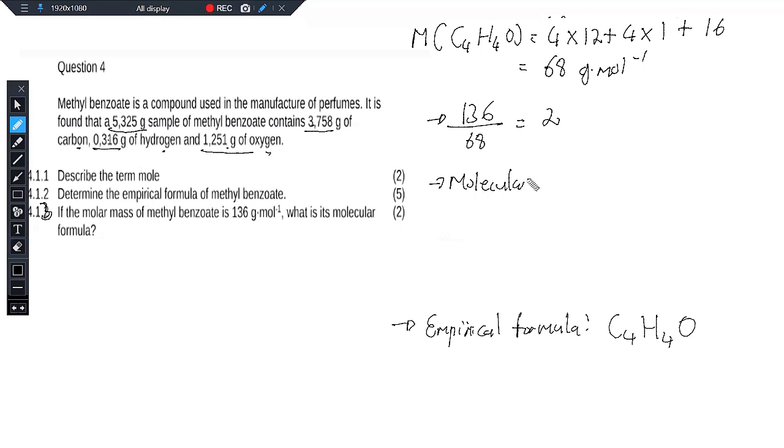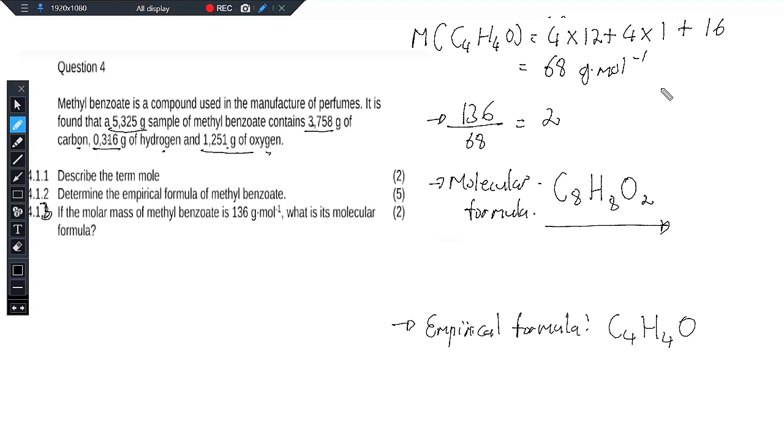So the molecular formula will be like this. We have 4 carbon atoms. If we multiply them by 2, we'll have 8. We have 4 hydrogen atoms. If we multiply them by 2, we have 8. We have only 1 oxygen atom. If we multiply it by 2, we have 2 there. So that means our molecular formula is now C8H8O2.